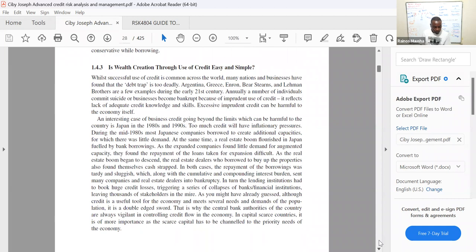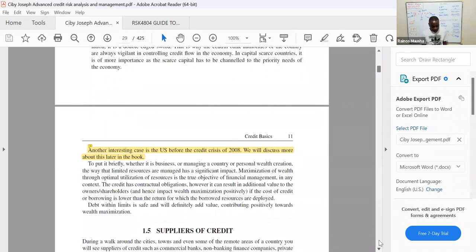But on section 1.4.3, we look at the question: is wealth creation through use of credit easy or simple? In short, they're basically saying that it's not necessarily. If you look at the paragraph under the highlighted section, to put it briefly, whether it is business or managing a country or personal wealth creation, the way that limited resources are managed has a significant impact. So maximization of wealth through optimal utilization of resources is the true objective of financial management in any context. So the credit has contractual obligations.